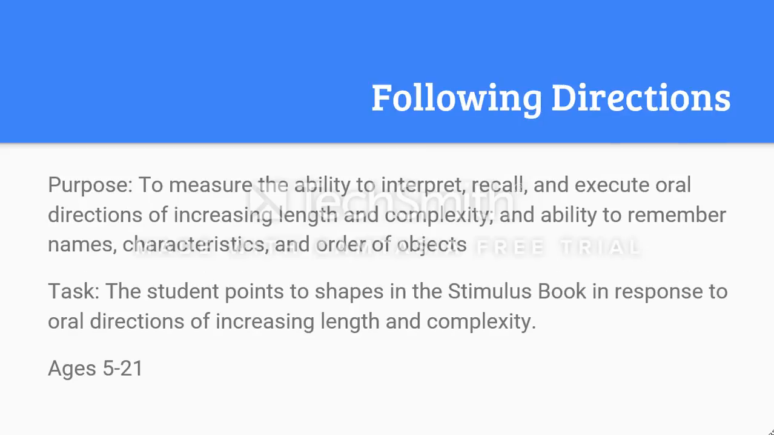And the next subtest is Following Directions. This one is used to measure the ability of the child to interpret, recall, and also to execute oral directions that will increase in length and complexity. It's accomplished through having the student point to shapes in the stimulus book in response to directions that the examiner or clinician gives, and they increase in length and complexity. And this one is appropriate for ages 5 to 21.